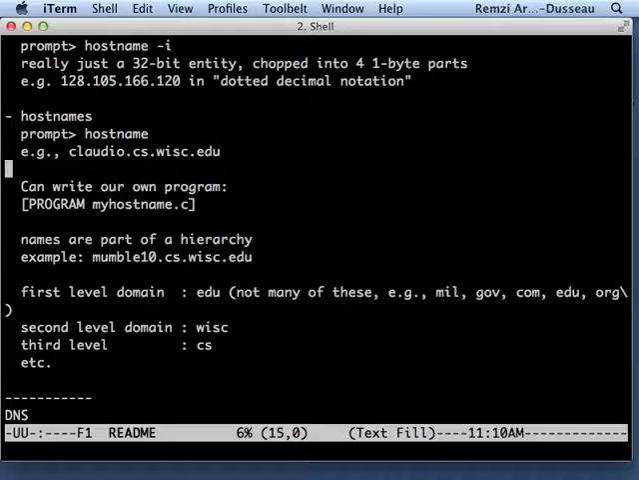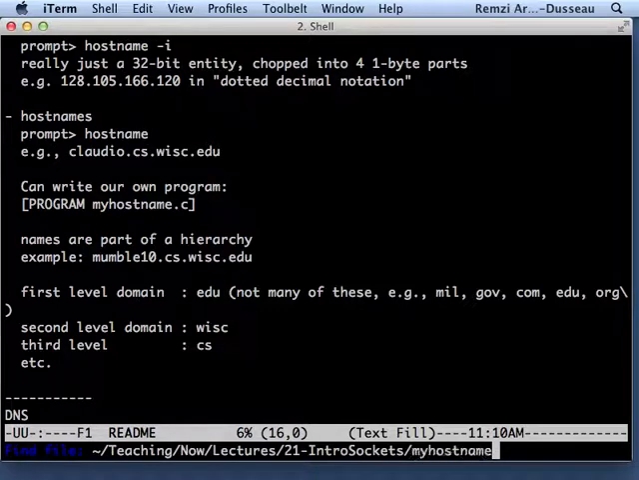So before we talk a little bit about DNS, I wanted to show a little bit of code where we can show how you find the host name yourself. Let me just go ahead and look at that code here.